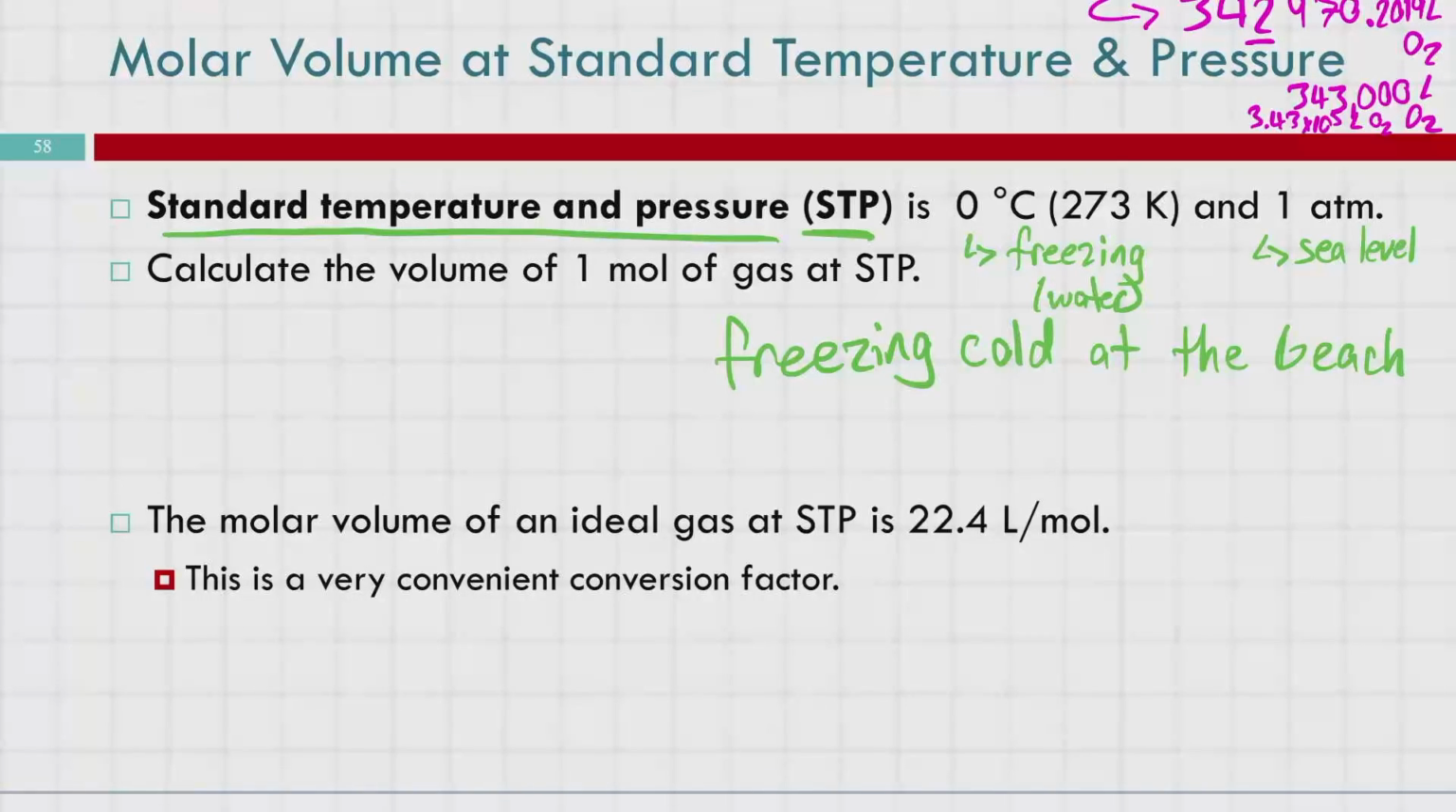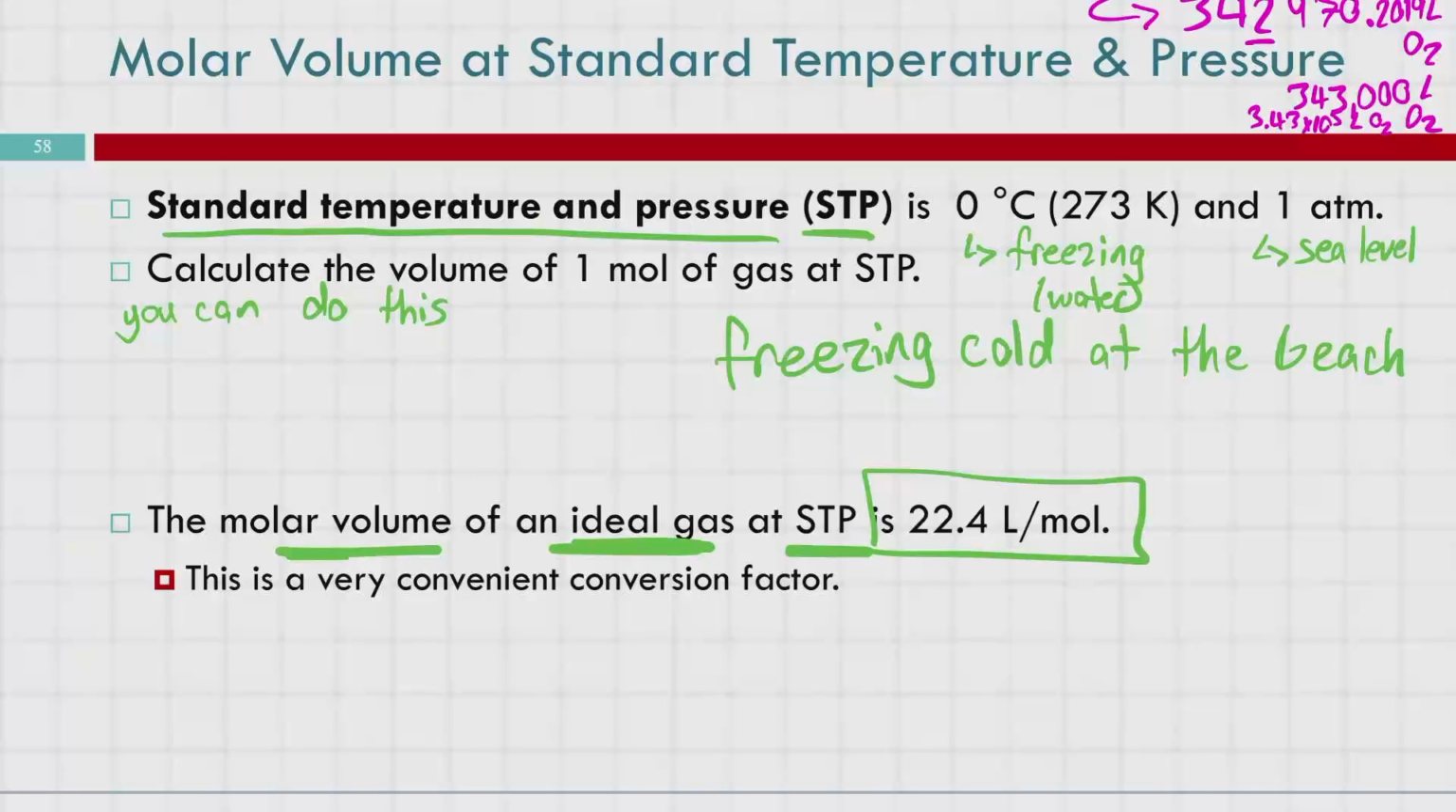So 0 degrees Celsius is a very convenient number to memorize. 1 atmosphere of pressure, a very convenient number to memorize. At STP, 1 mole of gas, you can do this. I'm running out of battery. Plug in for 1 mole of gas with 273 Kelvin and 1 atmosphere. What's the volume? It turns out it's 22.4 liters per mole. This is the volume of a gas at STP.